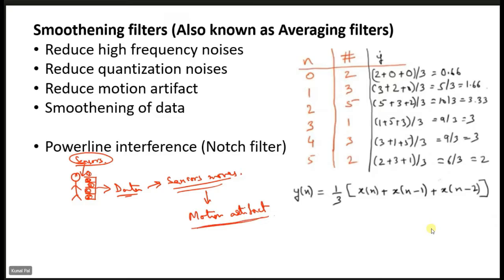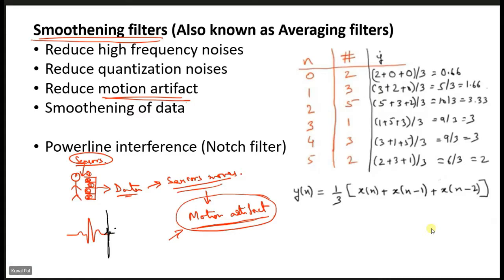So, if you see, as I told you, the use of smoothening filters can help us in modulating or reducing the motion artifact within the sensor. Say, for example, again, I am taking the example of the ECG signal. Okay, so this is a PQRST. Motion artifact signals can also be similar to the bipolar noise and all these things, whatever I have discussed. But this would be very high intensity noise.